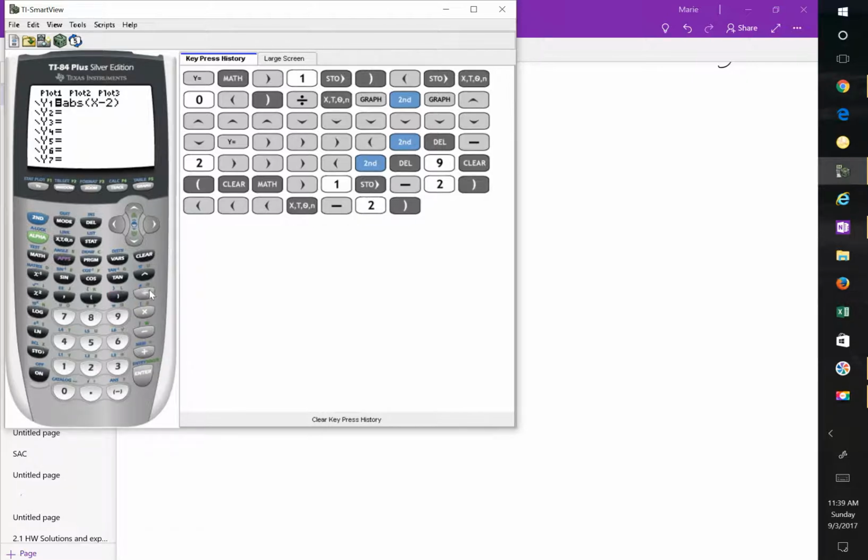We're going to hit the divide key. Open parentheses, and again, x minus 2. Close parentheses. Okay, so all I have done is added a minus 2 to this equation, and we're going to go ahead and graph it. And now what do you notice? It just shifted, right? It shifted over towards where x is positive 2.